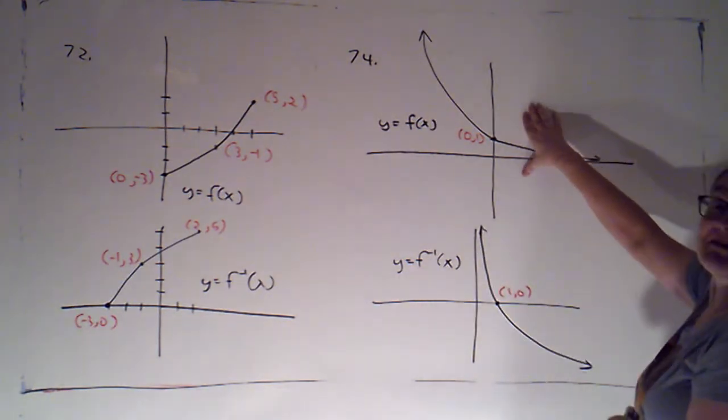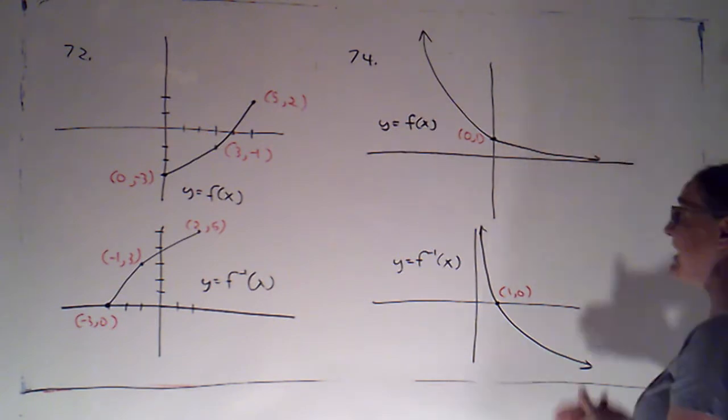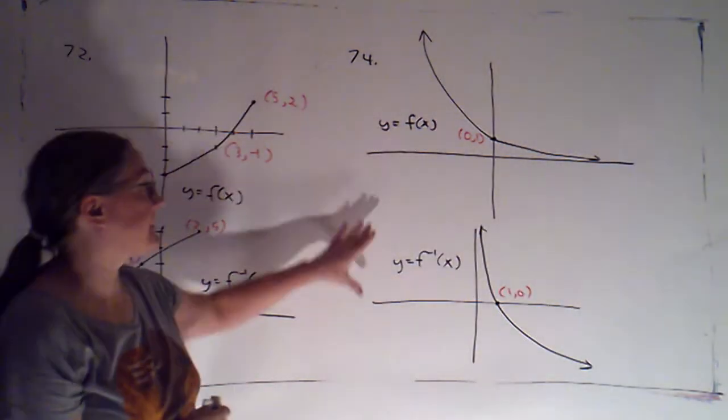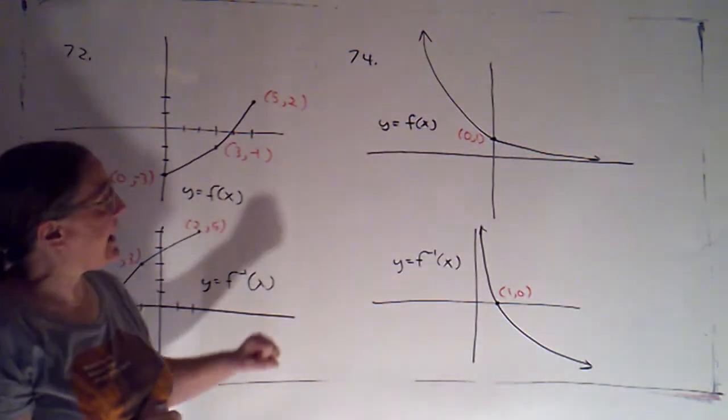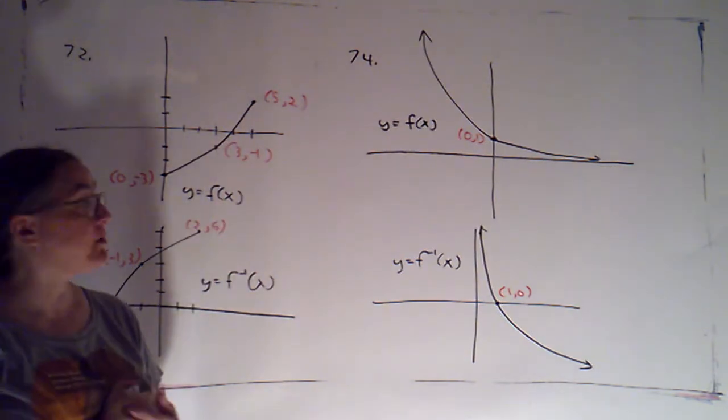This one, I think it's definitely easiest to get by turning and flipping, and your results should look something like this. I'll just point out a couple of things that you can do to check very quickly.